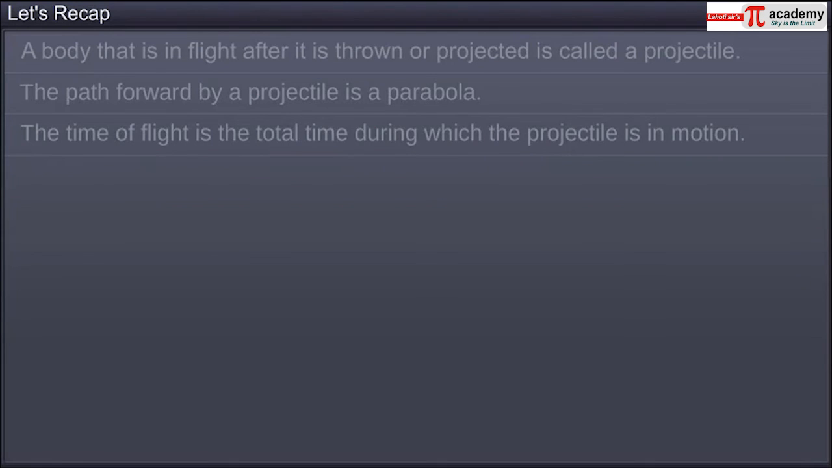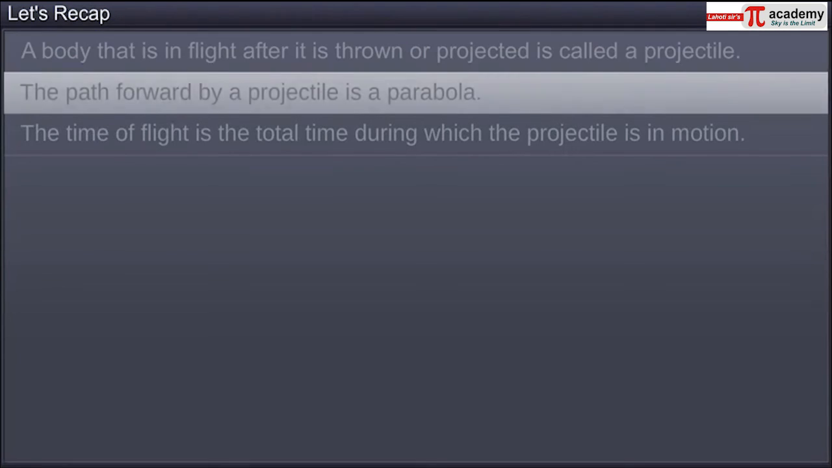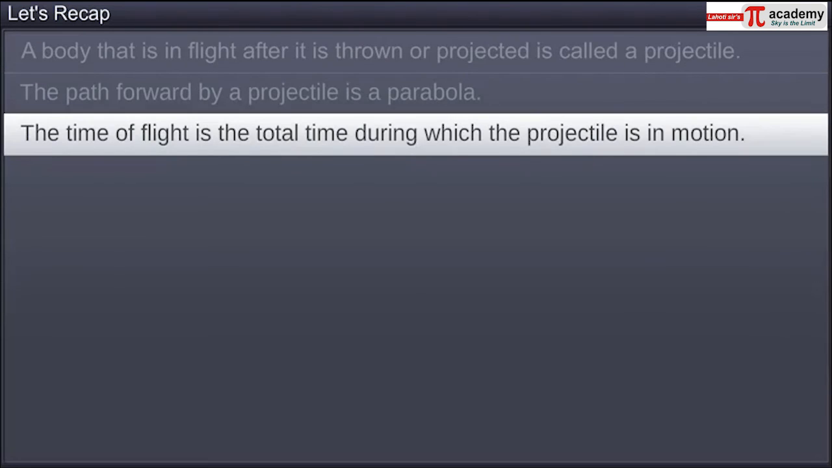You have now reached the end of this module. In this module, you learned that a body that is in flight after it is thrown or projected is called a projectile. The path followed by a projectile is a parabola. The time of flight is the total time during which the projectile is in motion.